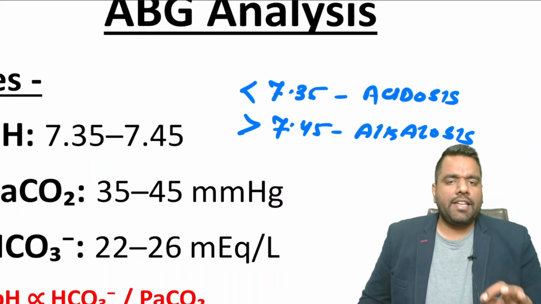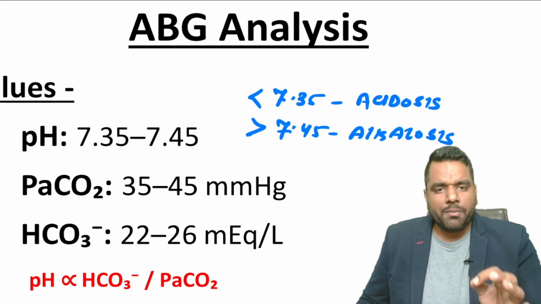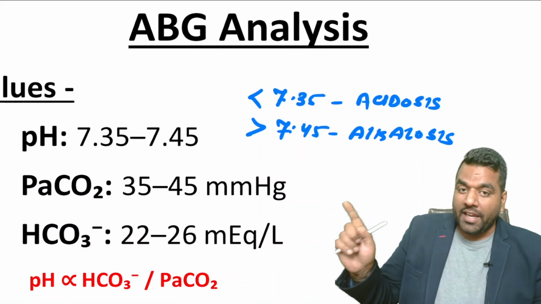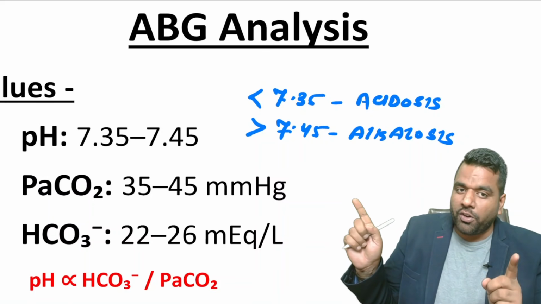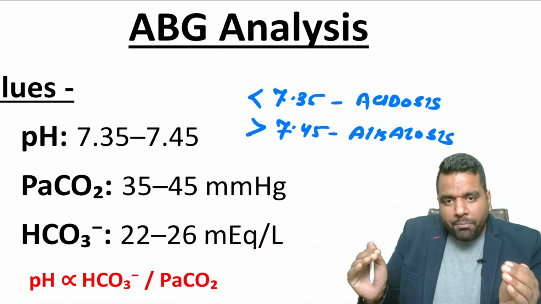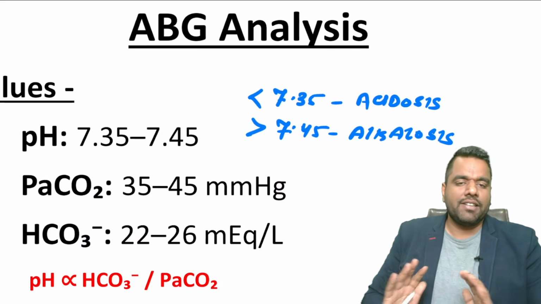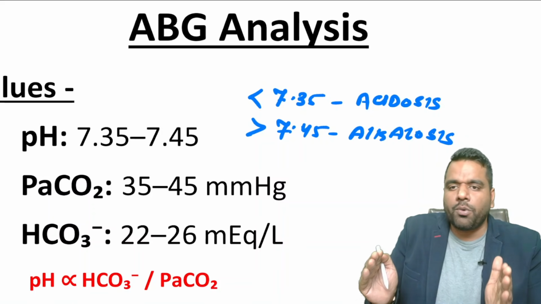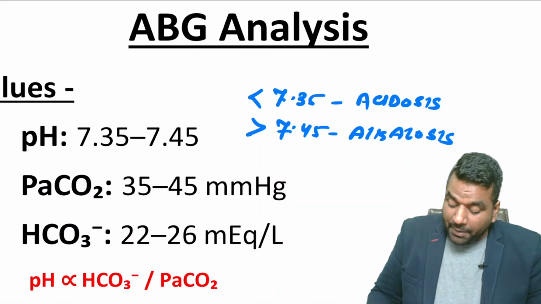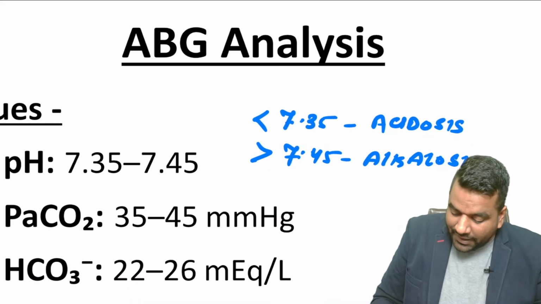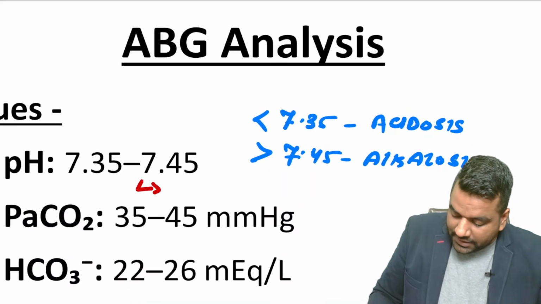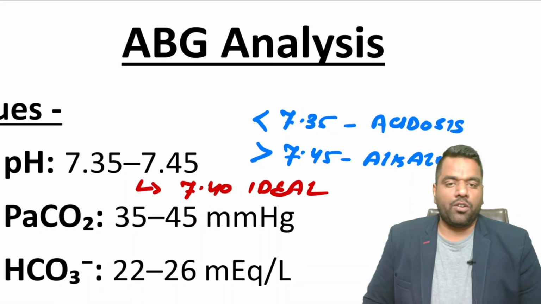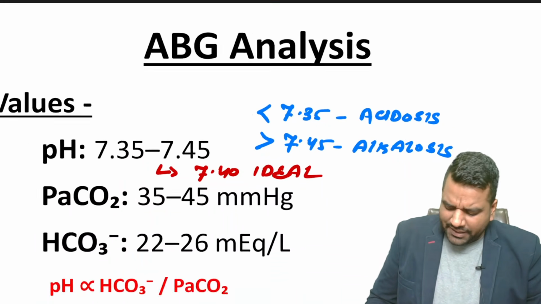So just by seeing any ABG analysis or any ABG test or any MCQ, first you should always focus on the pH. If the pH is more than 7.45, this is alkalosis. If the pH is less than 7.35, this is acidosis. But if it is in the range between 7.35 to 7.45, this is normal. But remember, not ideal. The ideal pH is always 7.40. Always remember.